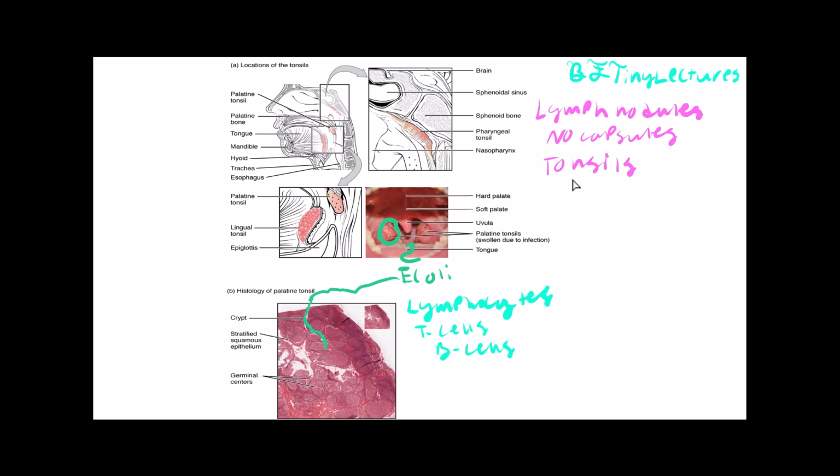So what do we learn about lymph nodules? Well, lymph nodules have no capsules, they're very soft, they have a high concentration of T cells, they have crypts, and the crypts are traps for bacteria and pathogens. When the pathogens reach further into the crypt, T cells and B cells come out and attack them.